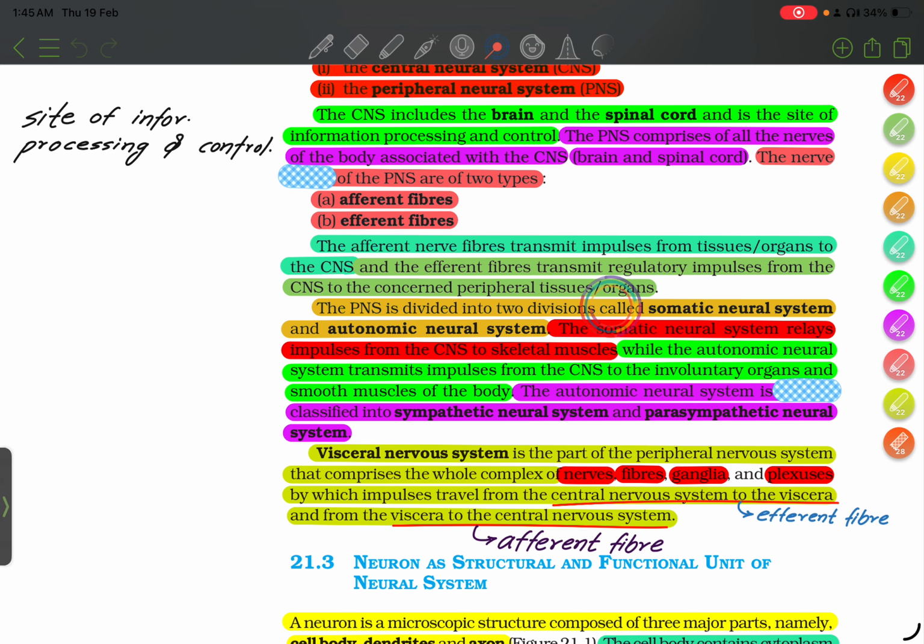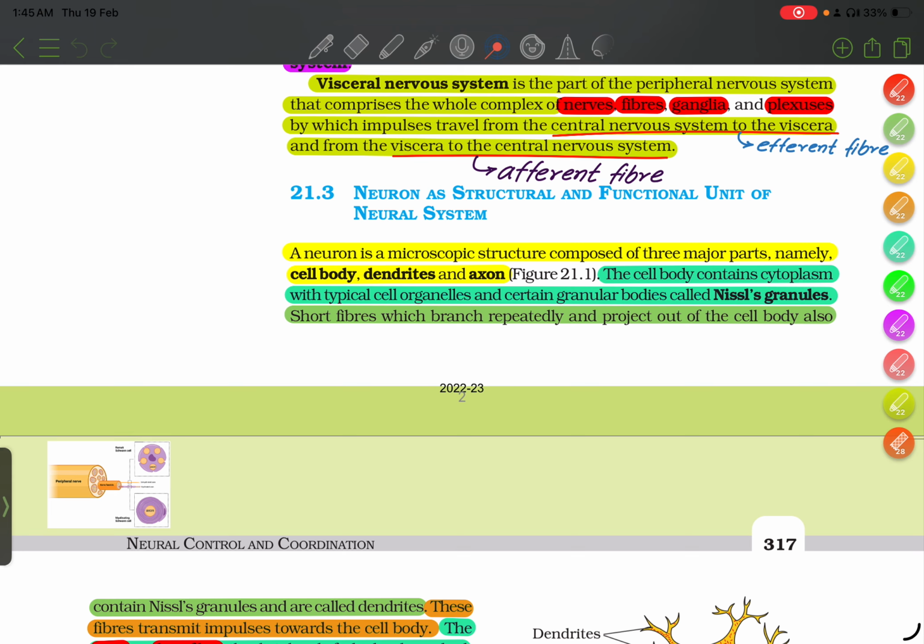The PNS is divided into two divisions called somatic neural system and autonomic neural system. The somatic neural system relays impulses from the CNS to skeletal muscle, while the autonomic neural system transmits impulses from the CNS to involuntary organs and smooth muscle of the body. The autonomic neural system is further classified into sympathetic neural system and parasympathetic neural system. The visceral nervous system is a part of the peripheral nervous system and it comprises the whole complex of nerves, fibers, ganglia, and plexus by which impulses travel from the central nervous system to the viscera and from the viscera to the central nervous system.